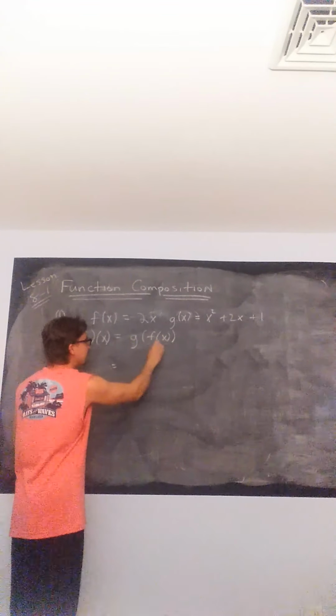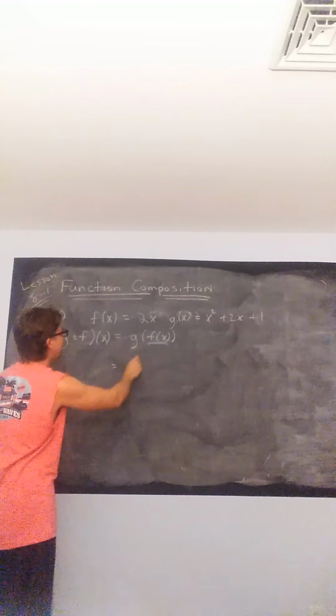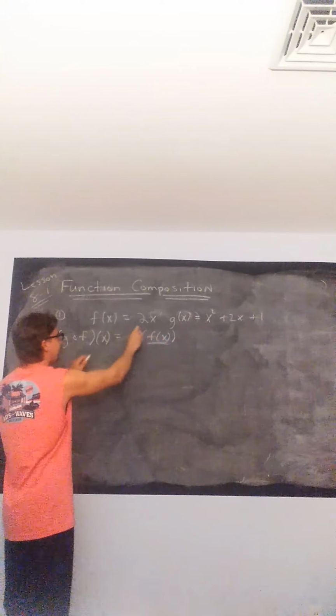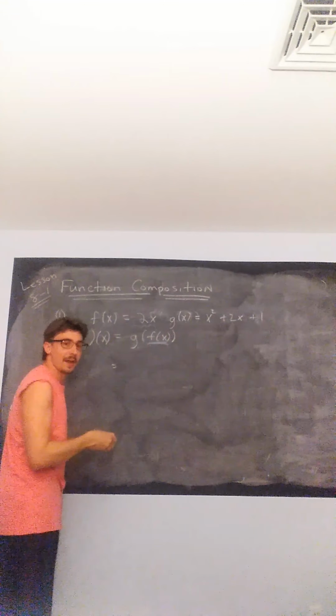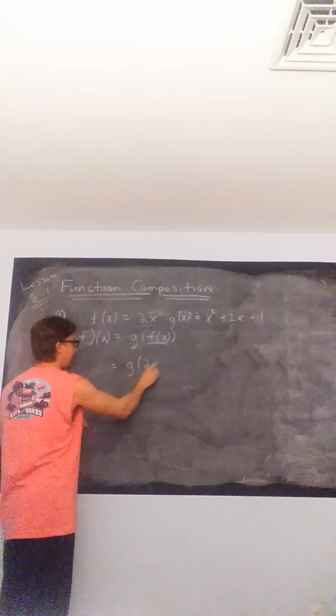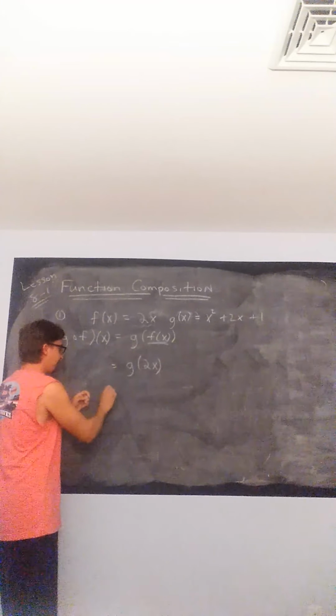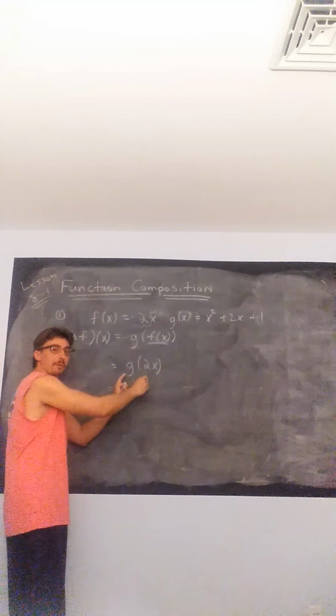Your inner function is an f, you see? So what this means is everywhere you see an f of x, you're going to plug in the 2x. So our next step is to say g of 2x, because 2x stands for f of x. You see? Now you've seen this before.